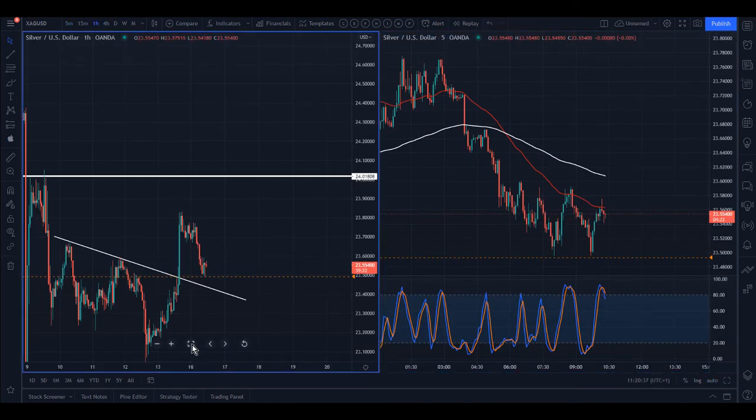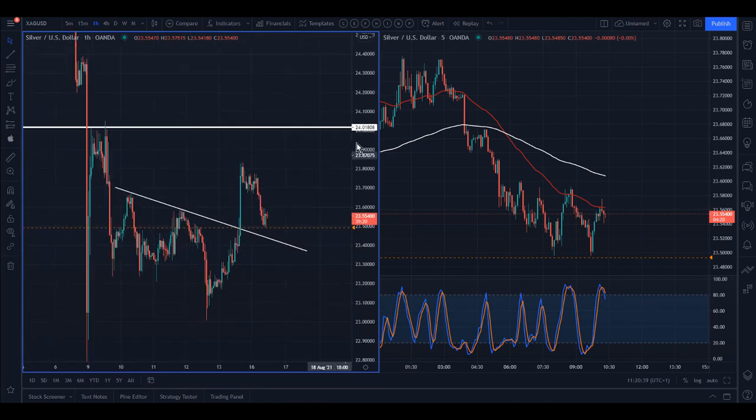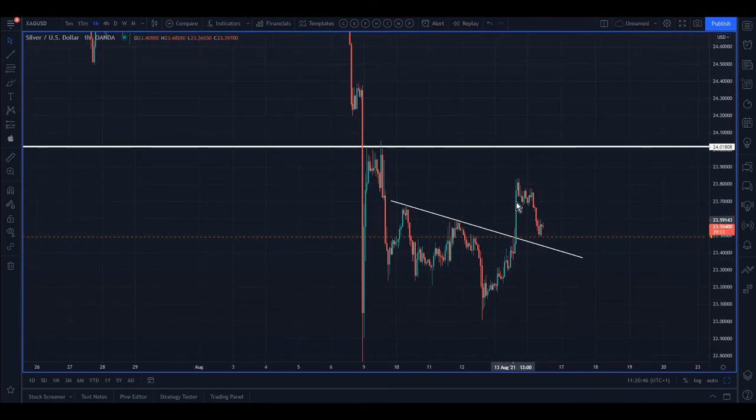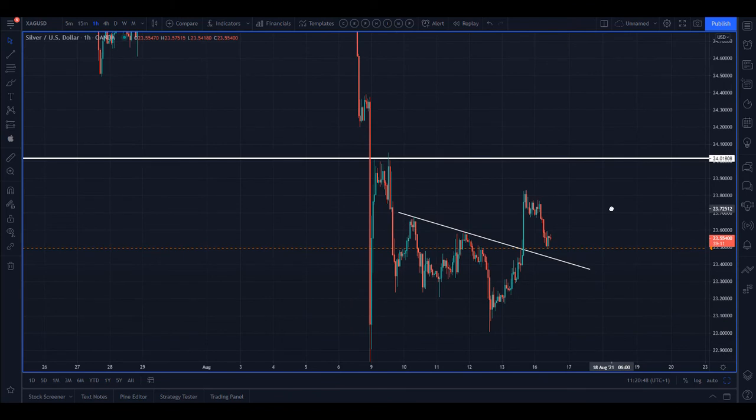Silver, I'm seeing a little bit of a correction here, which in this break of this neckline here, impulse, correction, looking for another move to the upside towards 94.